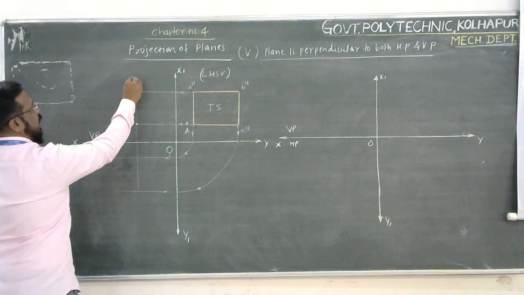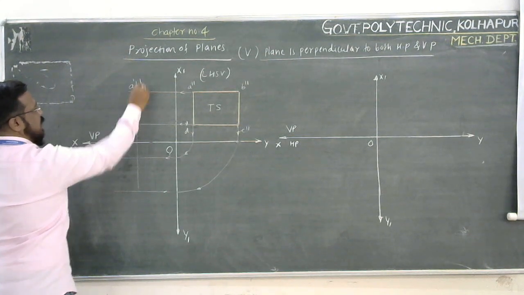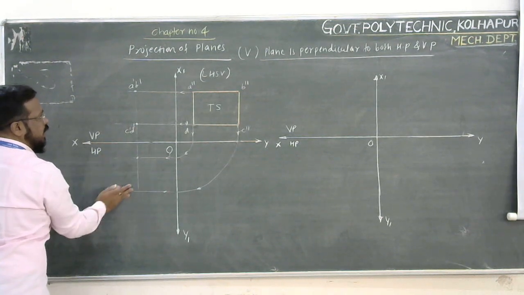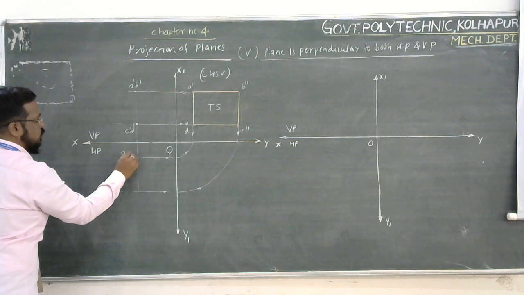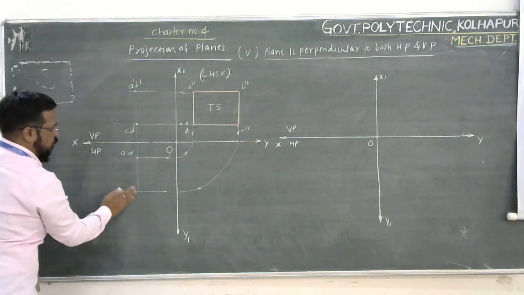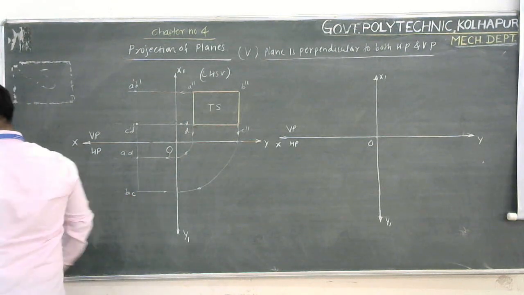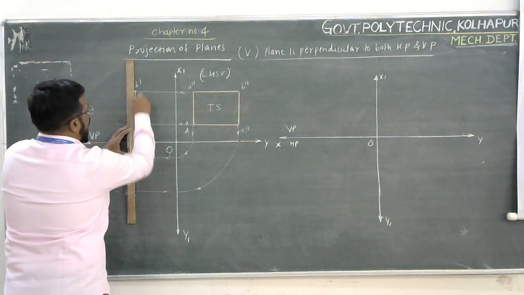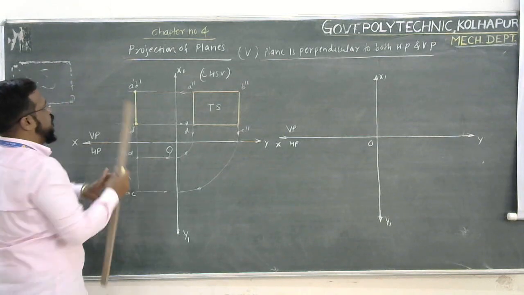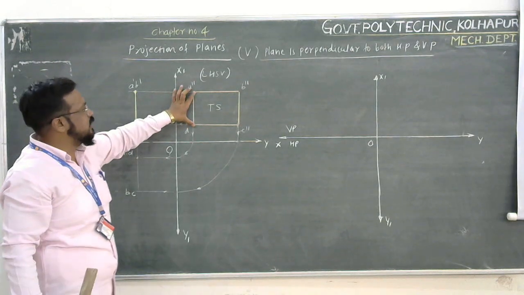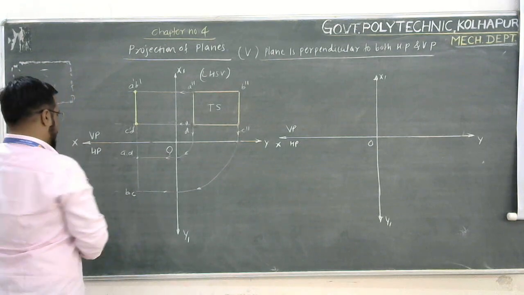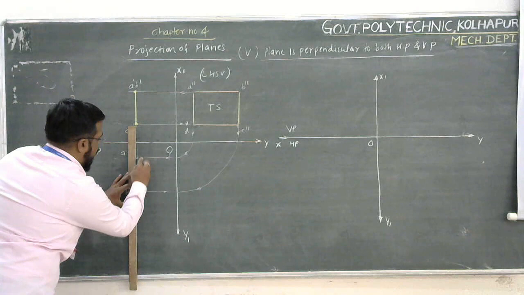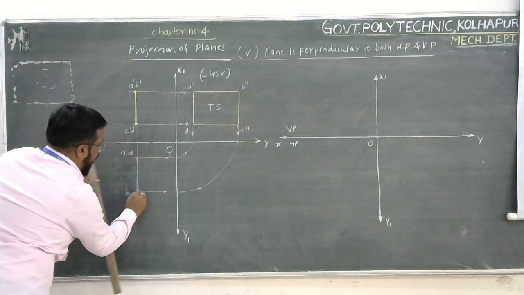So this is my A dash, and this is my B dash. This is my C dash and D dash. This point is A and D, and this point you are going to get as B and C. So the front view we draw with the help of yellow chalk. If you refer to the length of the front view, it is equal to 40 mm, and the top view, if you measure, is equal to 60 mm.